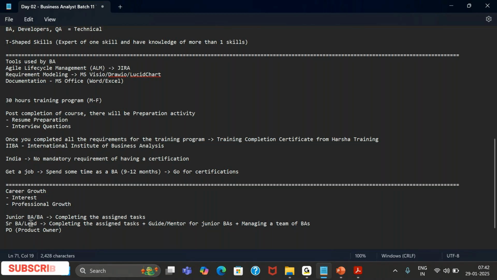Okay, so eventually where we want to transition is, though we may start as a junior BA, we want to see ourselves getting into the role of product owner.